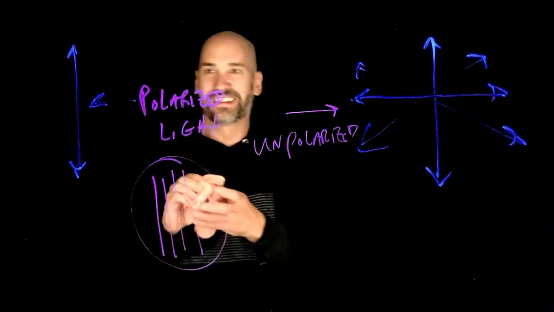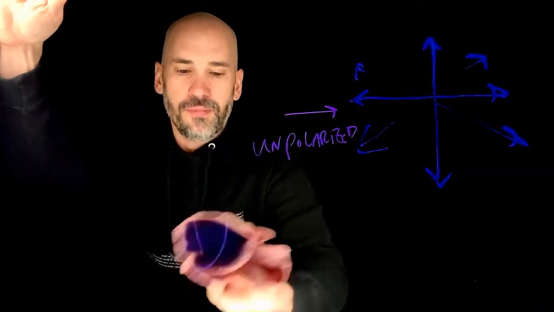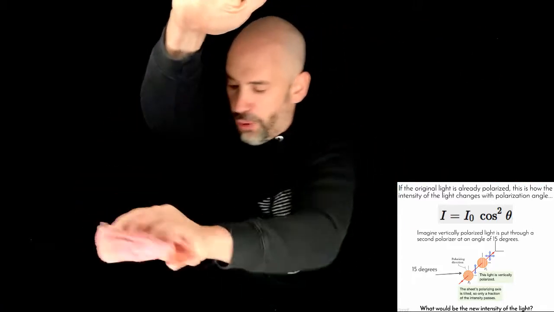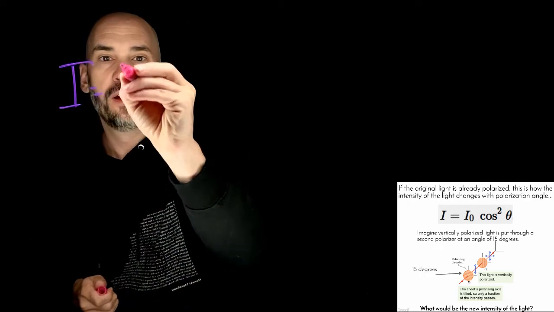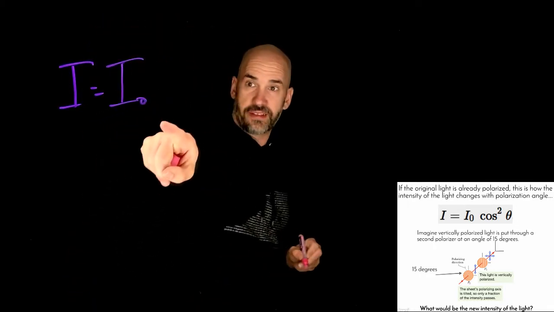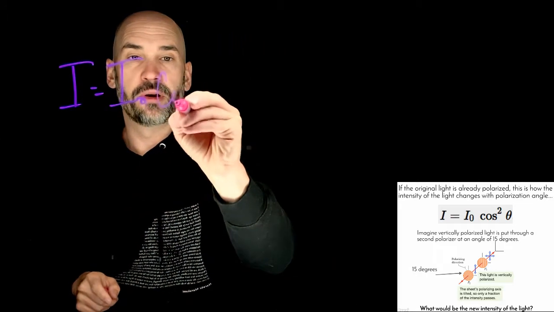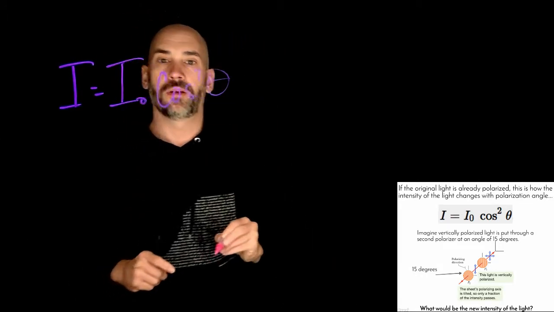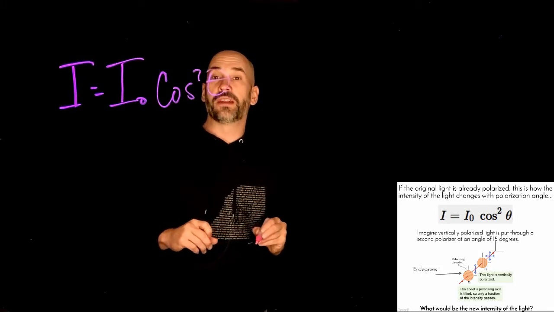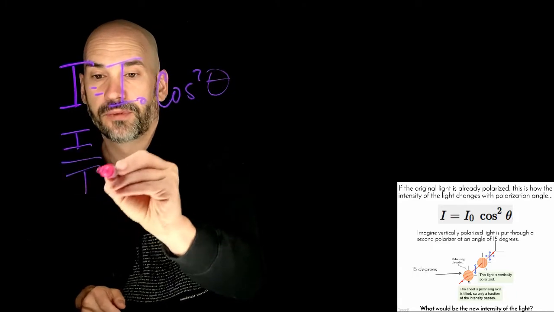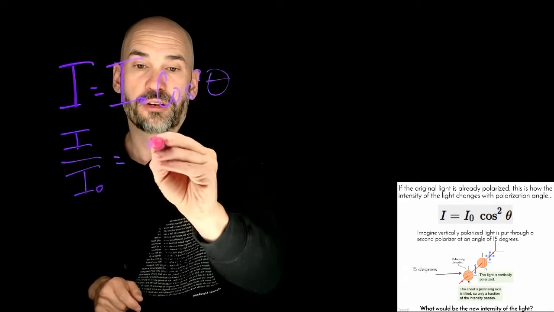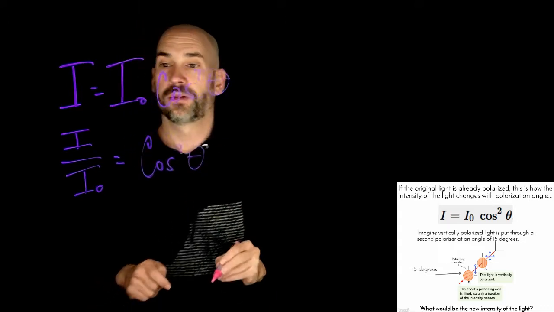Here it is. If the light is already polarized, then it reduces the intensity by a factor of I naught, which is the original intensity of the light, times cosine squared theta. And so you could turn this very easily into a percentage. The percentage of the light that actually remains is going to be cosine squared theta.